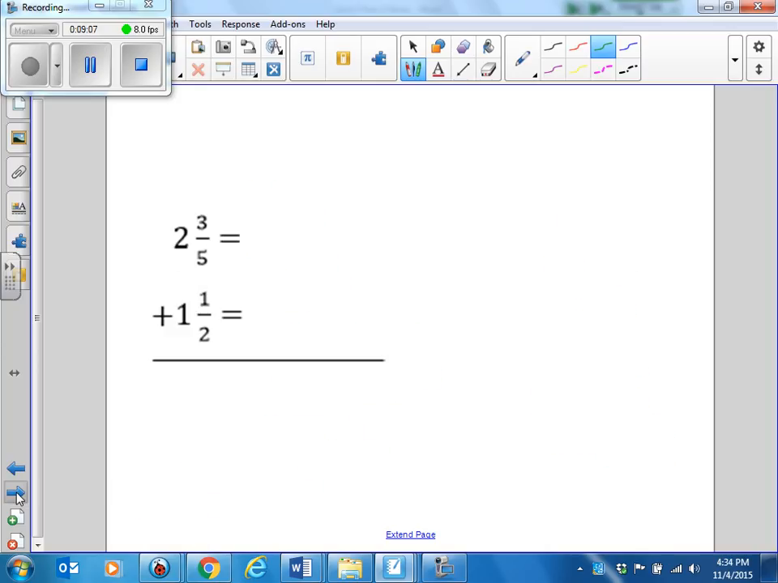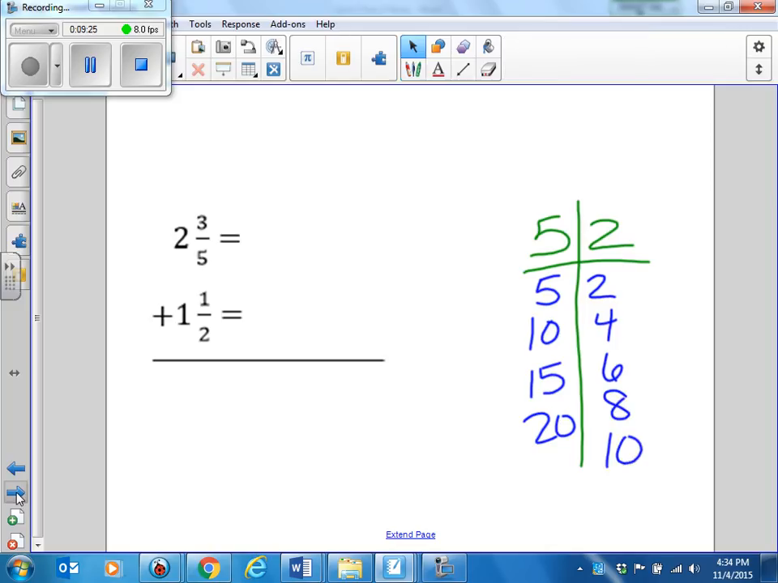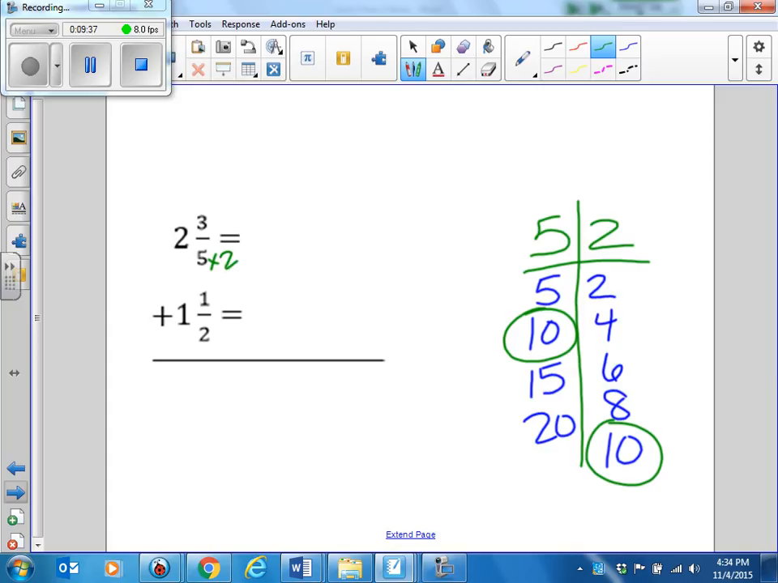All right, let's go ahead and do another one here. All right, so I'm going to make my T-chart. I have a 5 and a 2. So 5, 10, 15, 20. Okay? And I have 2, 4, 6, 8, 10. So my least common multiple is 10, or least common denominator. I would multiply this first fraction times 2 to get to my denominator of 10. I'm going to multiply the second fraction times 5 to get to my denominator of 10. And then I'm going to go ahead and add it together.